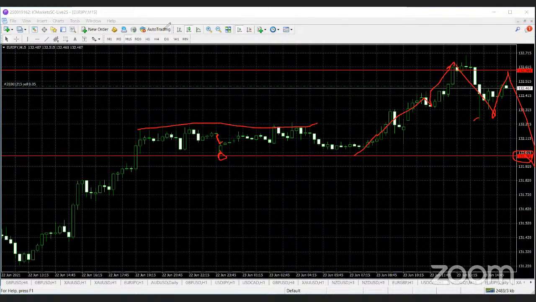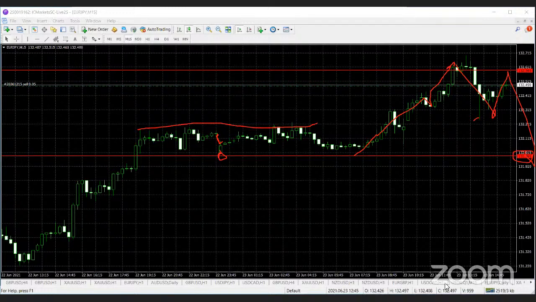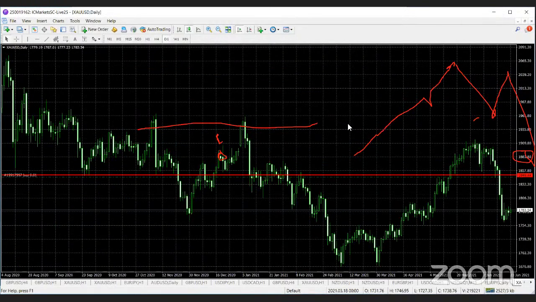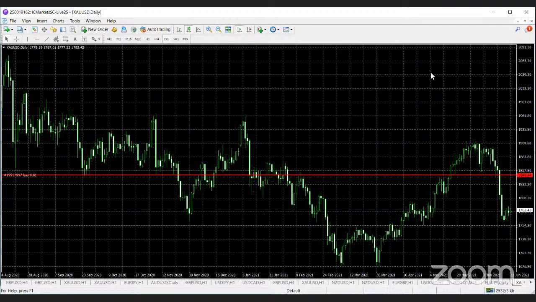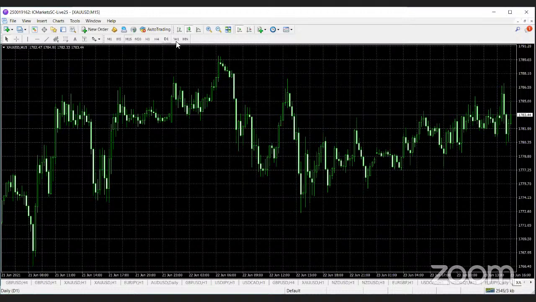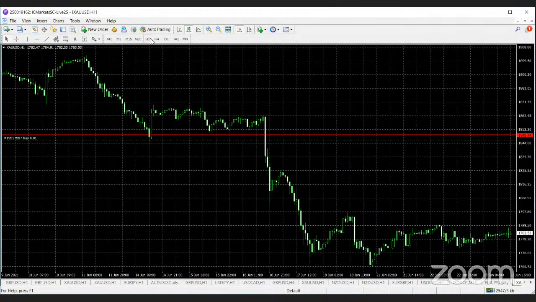Okay, but now I need to load the chart for gold. I'm looking for the gold chart. So because it is also in my pipeline of buy, we can put 15 minutes time frame. No, I'm sorry, 1 hour time frame.